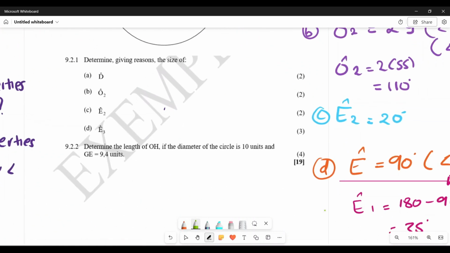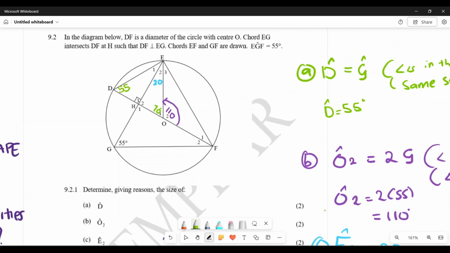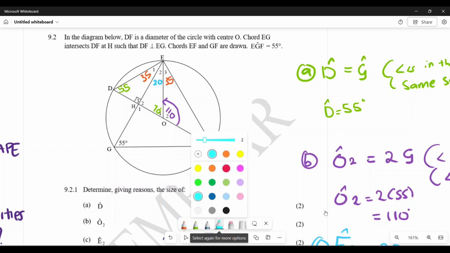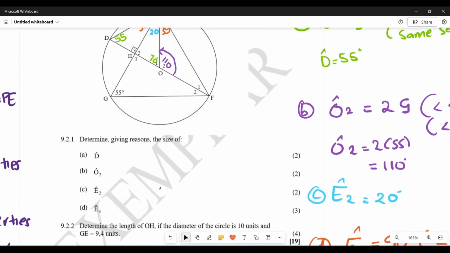So now my E1, I said it's going to be 35. Same applies to my E3. It's going to be 35. Now let me see what the next question is requiring for me. Right, so let me just put on this highlighter. Determine the length of OH, right? So let me see where's my OH.